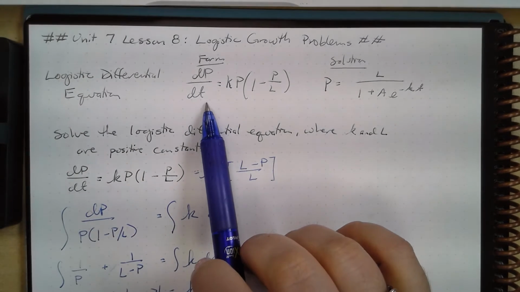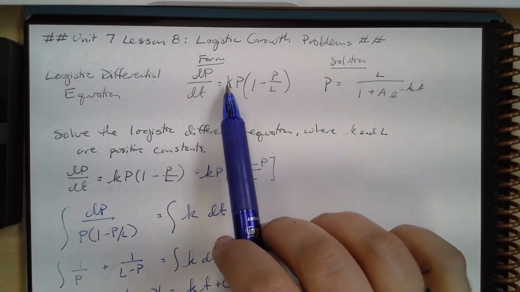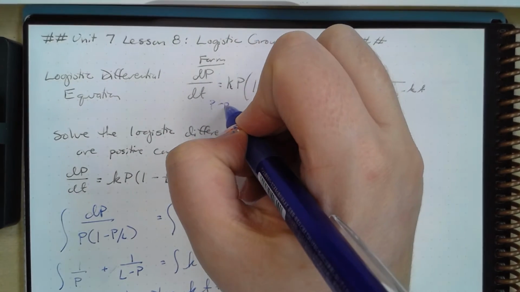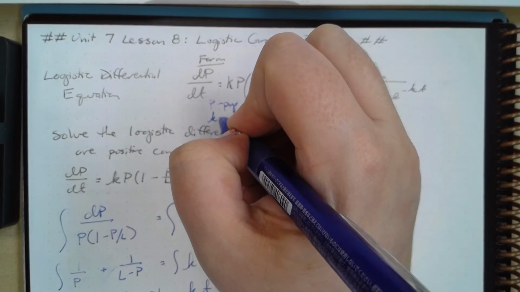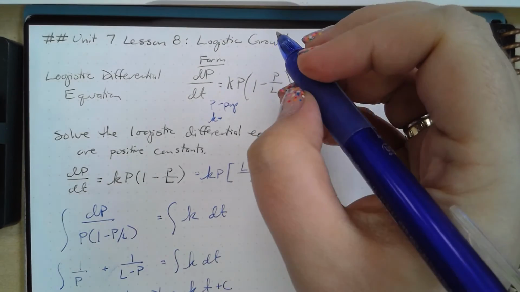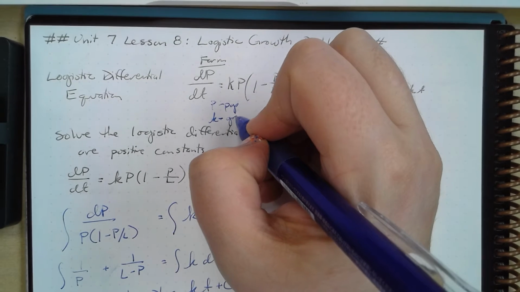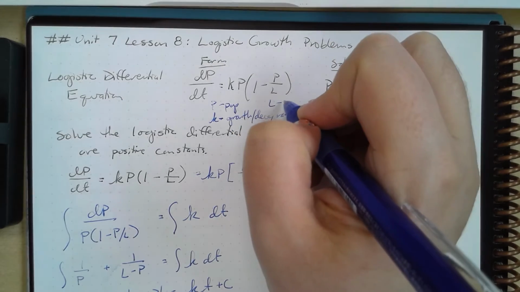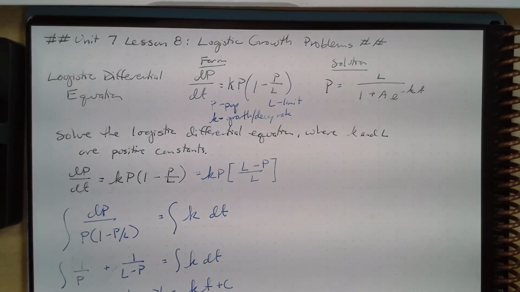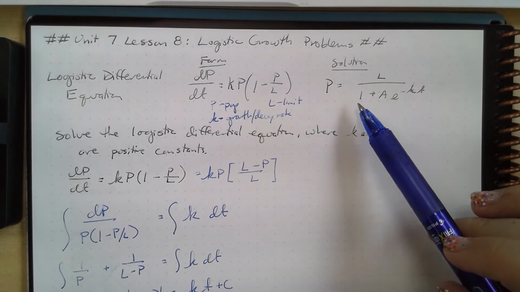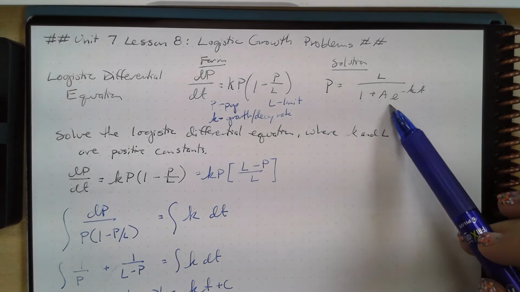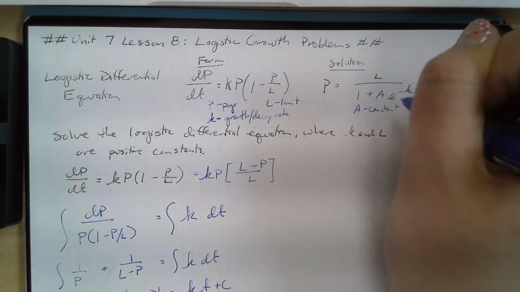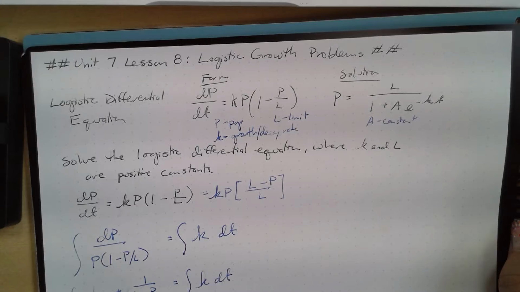The differential equation is in the form dP/dt equals kP times (1 minus P over L), where P is our population, k is our growth or decay rate, and L is our limit. Okay? And if we integrate that, we actually get the solution P equals L over (1 plus A e to the negative kt), where A is a constant. So I can actually show you what that integration looks like.